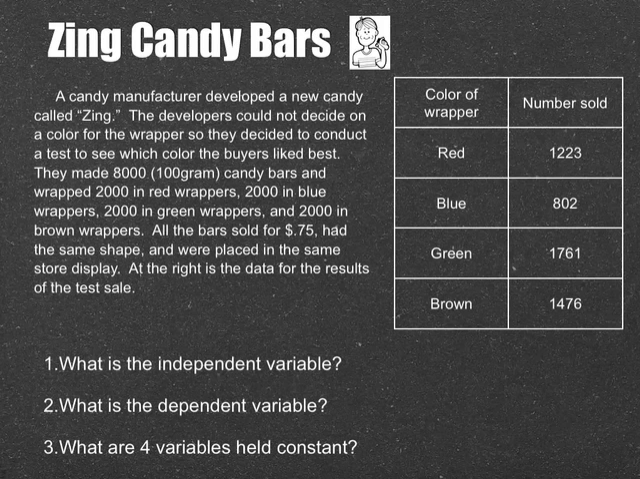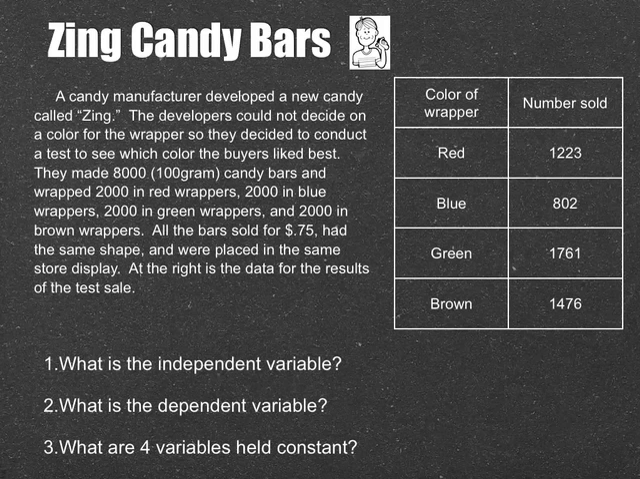What was the dependent variable in their experiment? Donovan? What color wrapper would perform the best? What exactly, what data were they collecting that would tell them that? The amount sold. Yeah, the amount sold. What you gave me was more of the problem. They want to know which one would sell the best. But the data they actually collected was how many were sold. Right.